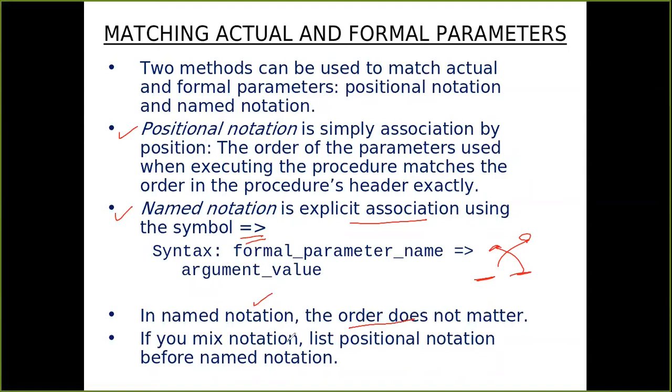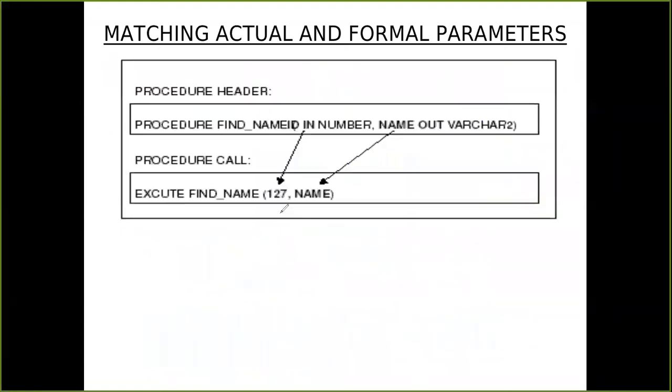You can use either positional or named, whatever you feel comfortable with. If you mix the notations, then you have to list the positional notation before the named notation. So first you define the positional notation. For example, if I write x, y, and z, then you have to put some values here, and then put the named notation after the positional notation. If you write it the other way, named notation first followed by positional notation, then it will be an error. Got my point? Either you can use positional notation or named notation. It is up to you, but PL/SQL provides two different ways of matching formal parameters with actual parameters.